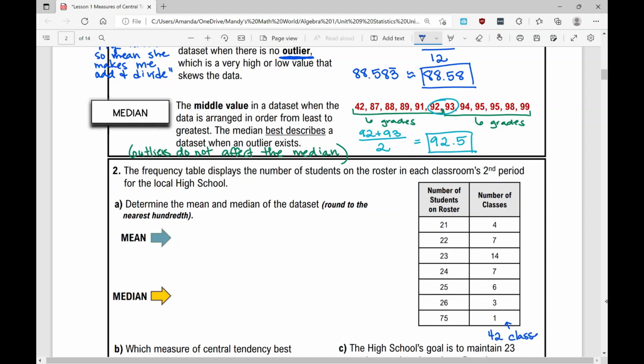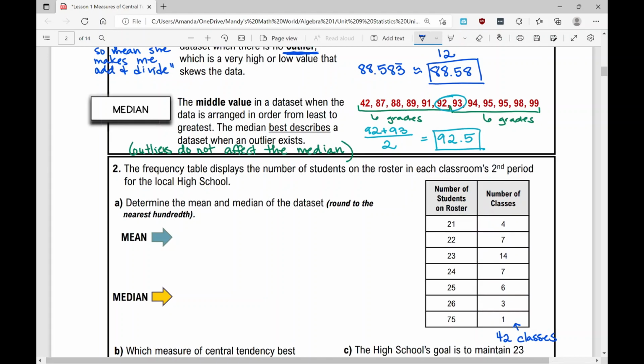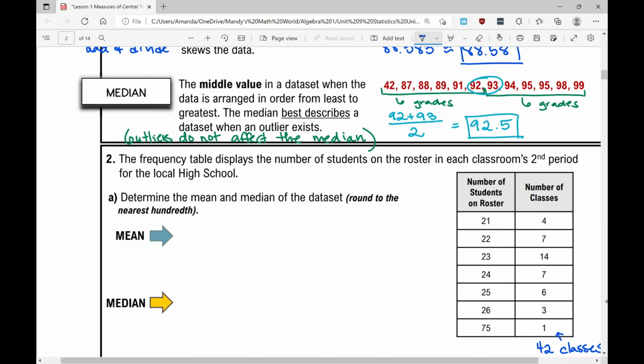So 42 classes. If I'm looking for the mean of this data set, if I know that 21 students are in 4 classes during second period, then the total number of students, I could do 21 times 4 plus in 7 classes, there are 22 students each. That's 22 times 7, plus in 14 classes, there are 23 students. So 23 times 14.